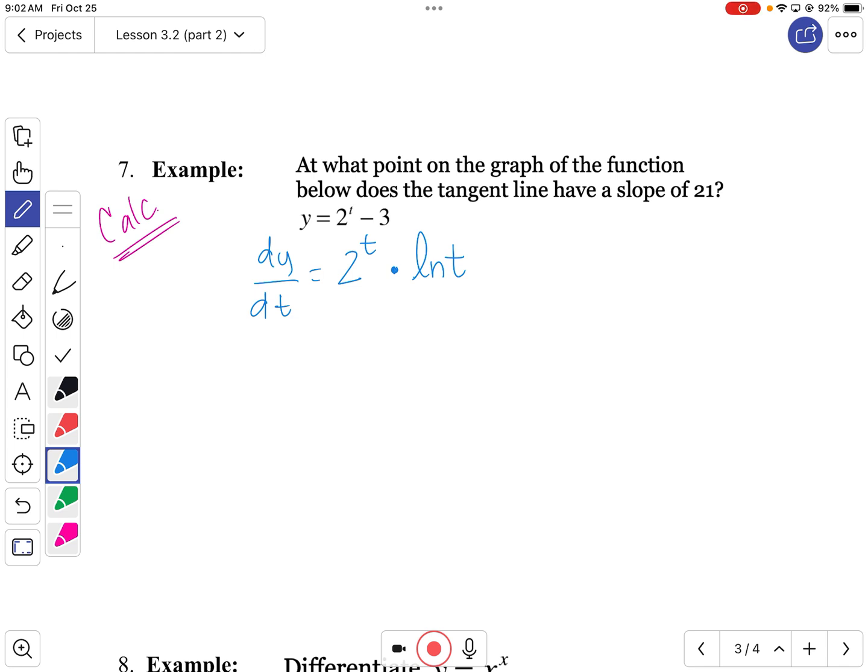Do I need to take the derivative of t? It's just 1, so it doesn't matter, right? And then what's the derivative of minus 3? 0. So we want to know, where is this equal to 21? That's what we're looking for. Where is that expression equal to 21? Good thing it's calculator active, right? I don't want to solve that by hand. It's L and a 2, yeah, not T, thank you.